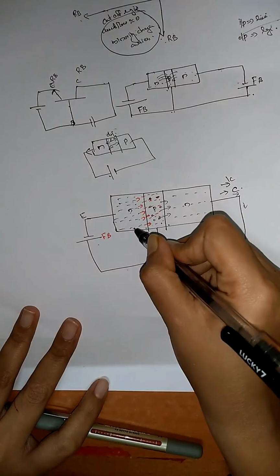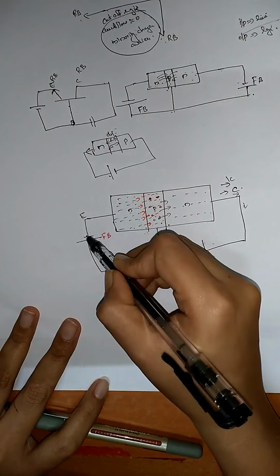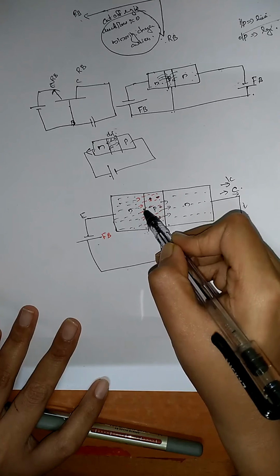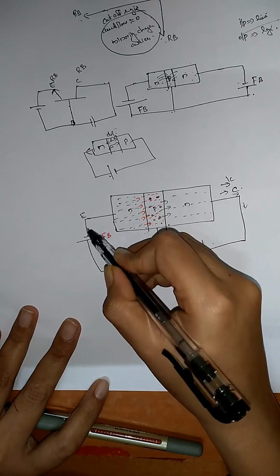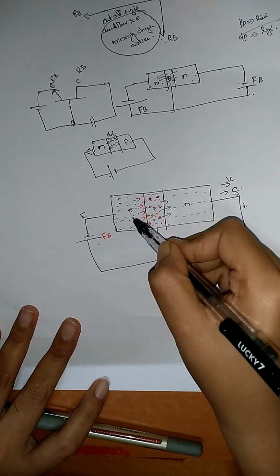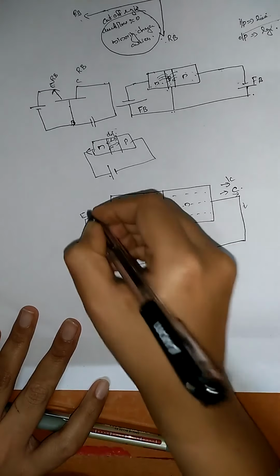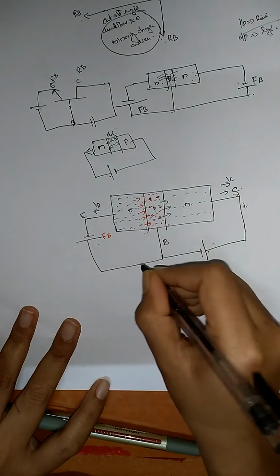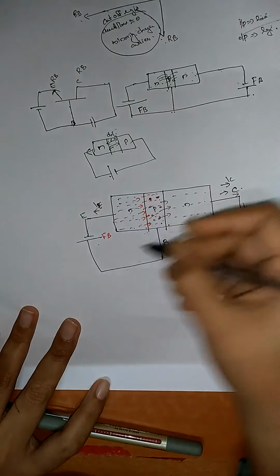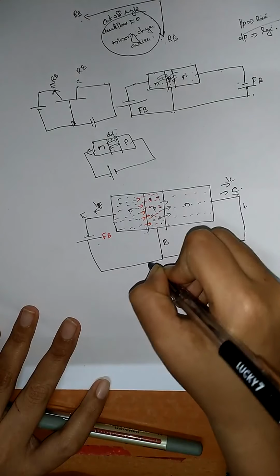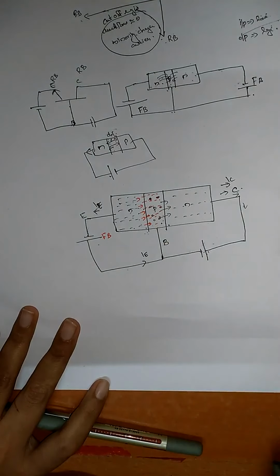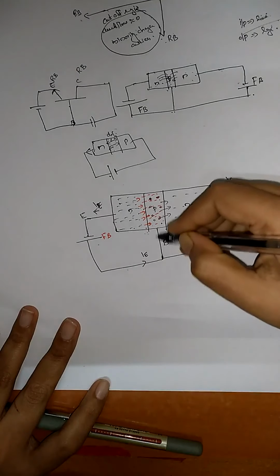So what was the current direction here? Here, because of the negative terminal, the electrons are repelled. Okay, so because of the negative terminal, the electrons are repelled to here. So the current direction will be in the opposite direction. Okay, so this is IE. IE is the source of electrons. So here I can write it as IE.